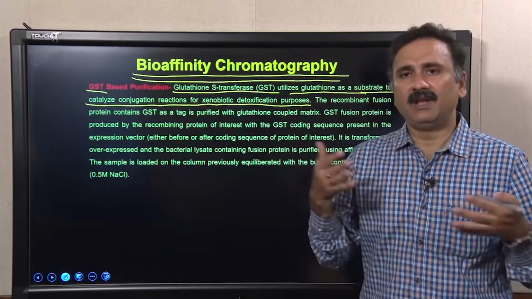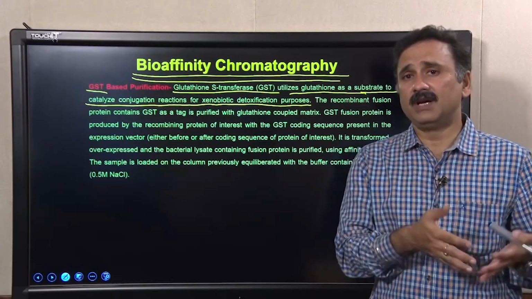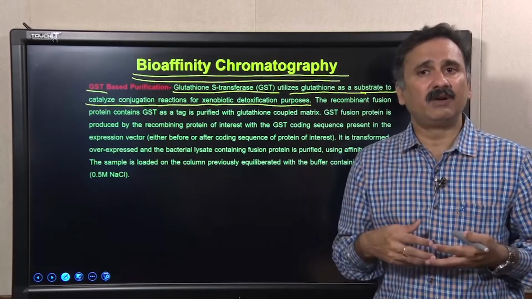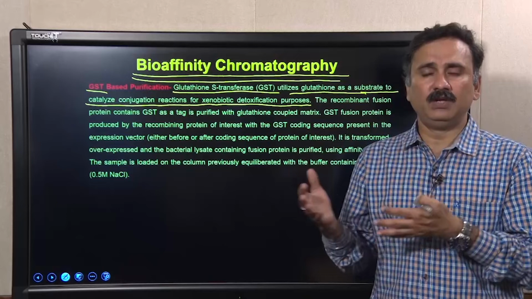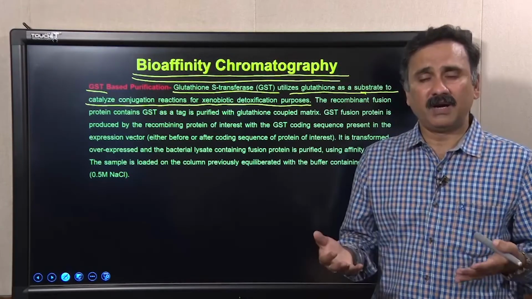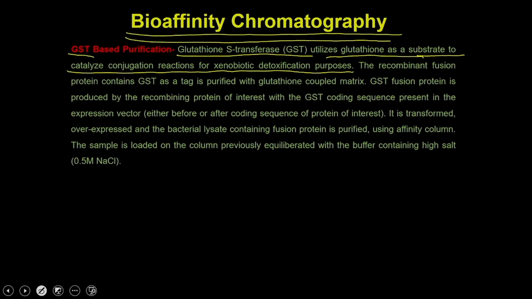So, the GST is a very useful enzyme for detoxifying the drugs and other kinds of toxic material that we are ingesting into our body, either through the daily usage, exposure, or other kind of consumption of the food items. Because the GST has a very high specificity for the glutathione, this pair can be used for the affinity chromatography.